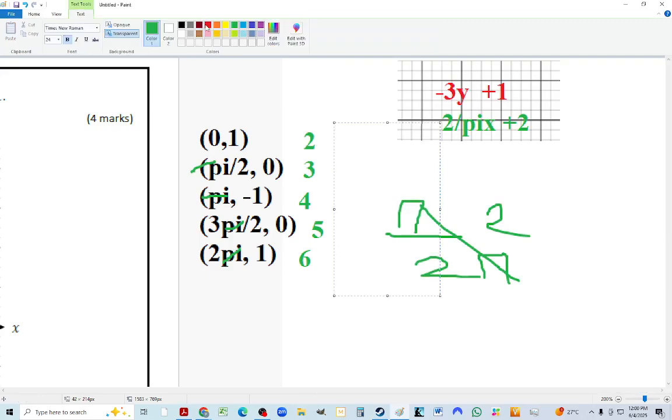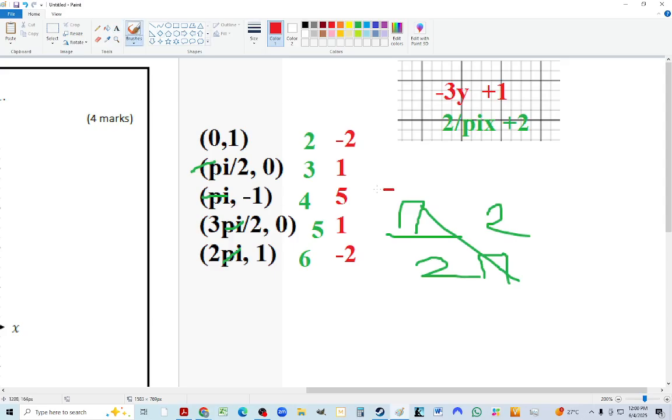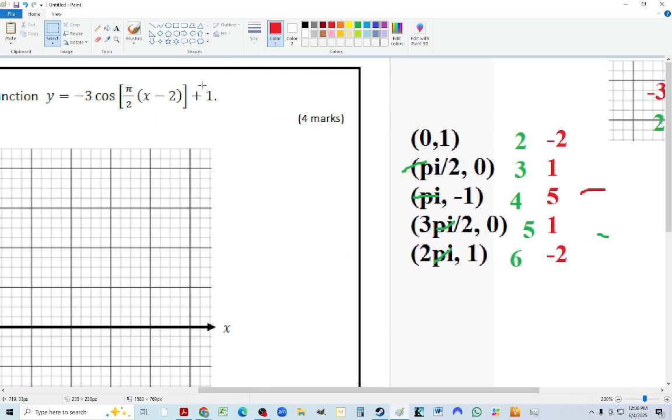Now all the y's, I have to multiply by minus 3 and add 1. So that makes that minus 2. That makes that 1. That makes this 4 plus 1, 5. That makes this one 0, so just add 1, and then this goes 1 times minus 3 and add 1, minus 2 again. Notice that indirectly I get the max and the min here. There's the max and there's the min, but also I get the axis. Always realize that this thing here is the axis, and this thing over here is the amplitude, but obviously we're starting up down.